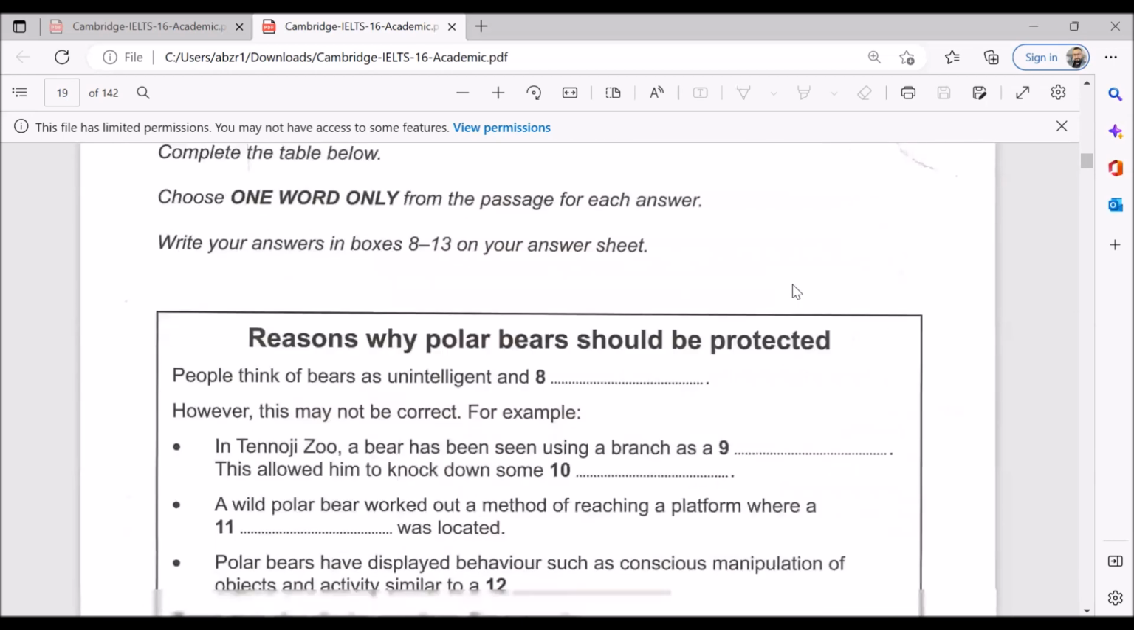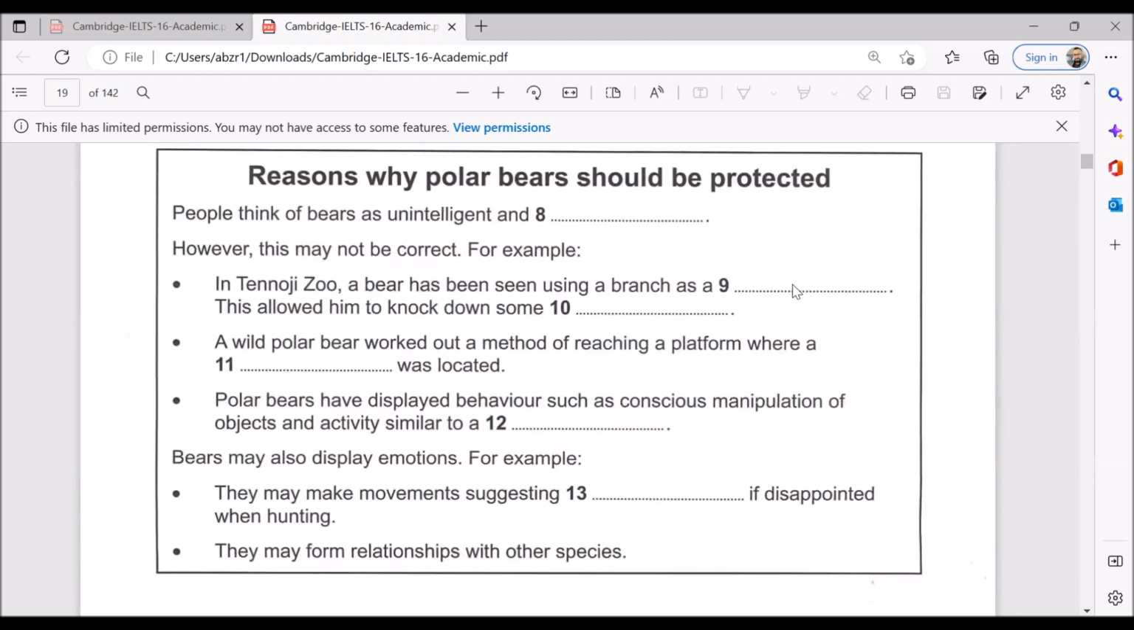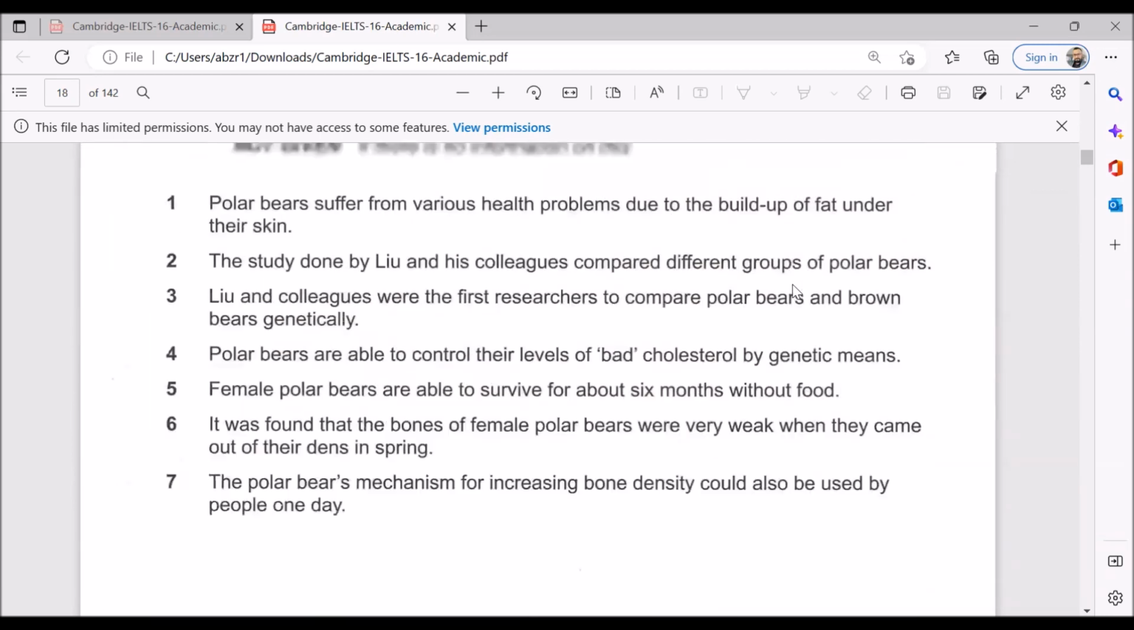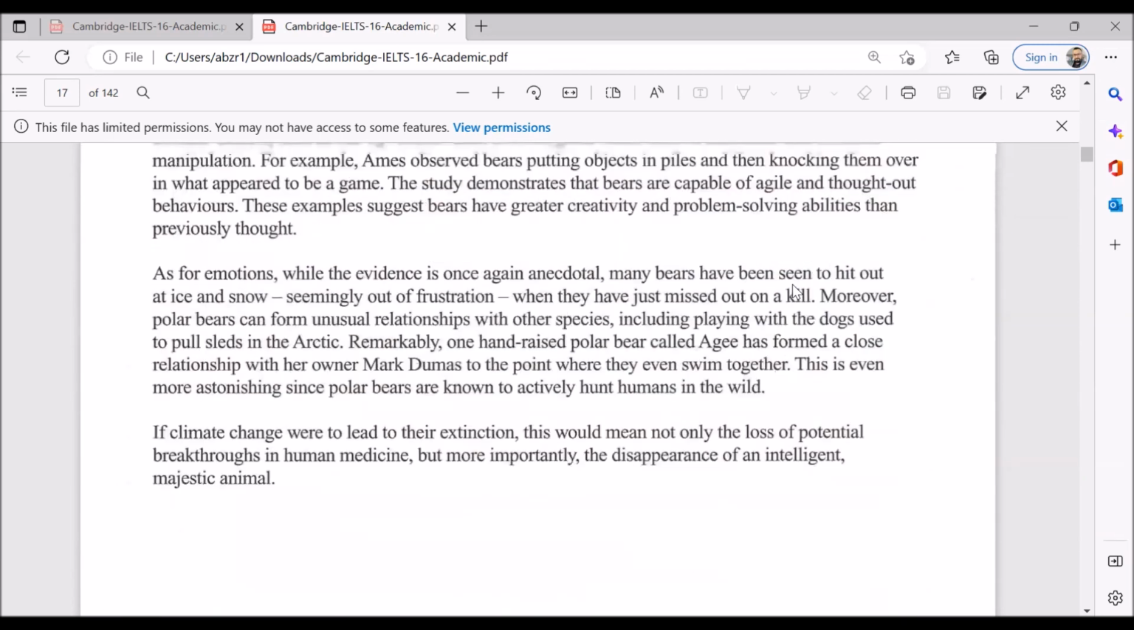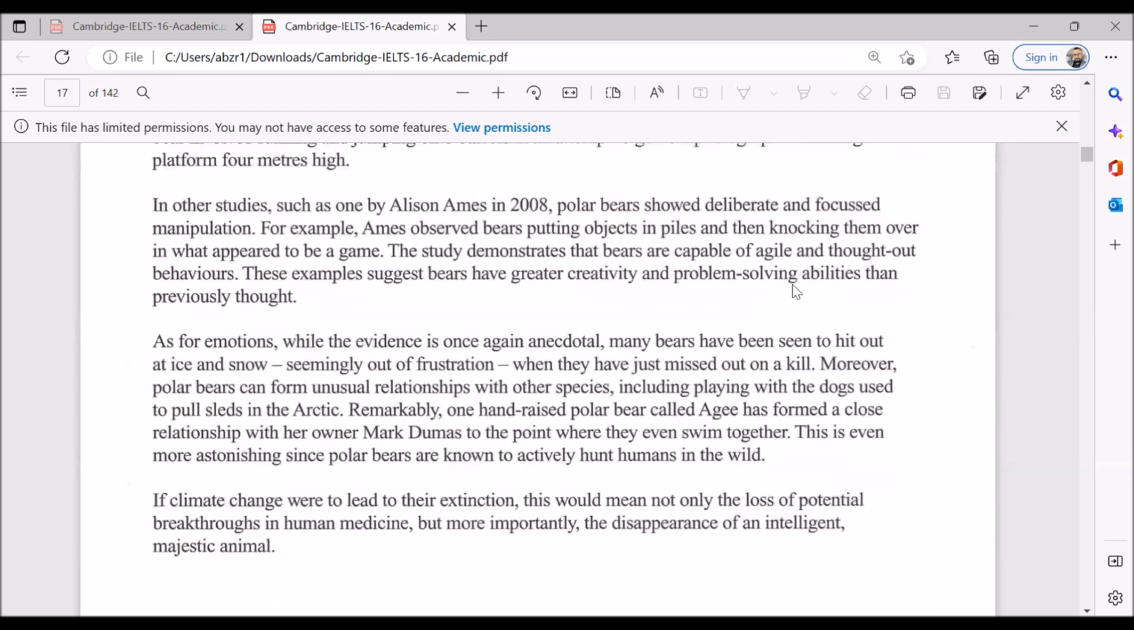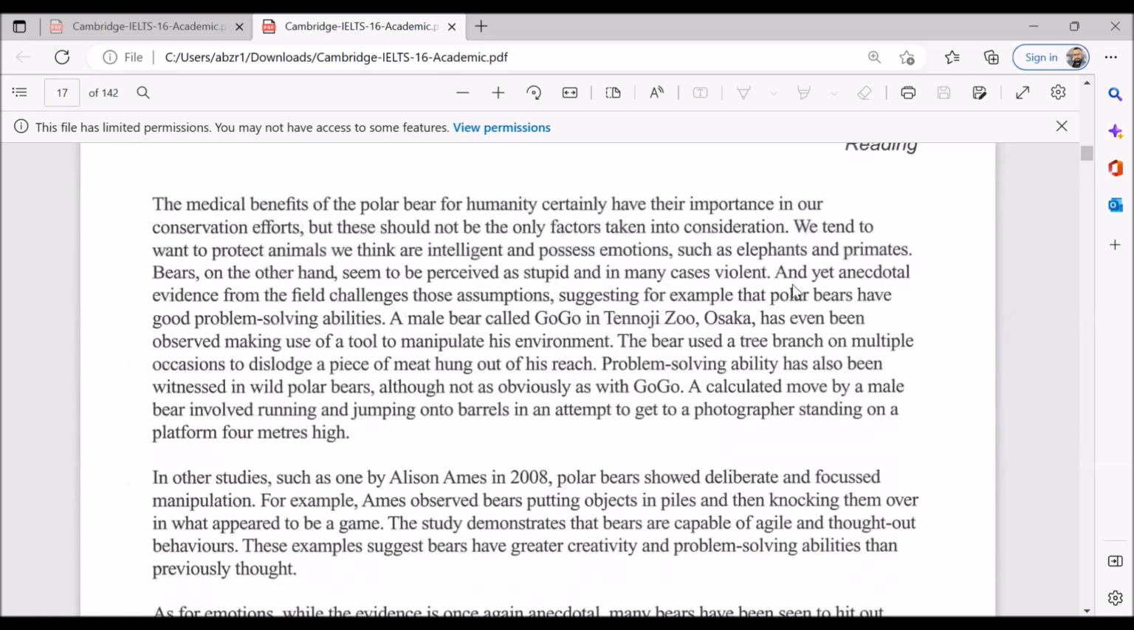To answer the question, let's read out the question once again. In Tennoji Zoo, a bear has been seen using a branch as a tool. Yes, this allowed him to knock down some meat. See, they use this phrase "knock down," and the answer is hidden in the very next line, where they mention that the bear in Tennoji Zoo, Osaka has been observed making use of a tool to manipulate his environment. The bear used a tree branch as a tool on multiple occasions to dislodge a piece of meat hung out of his reach.